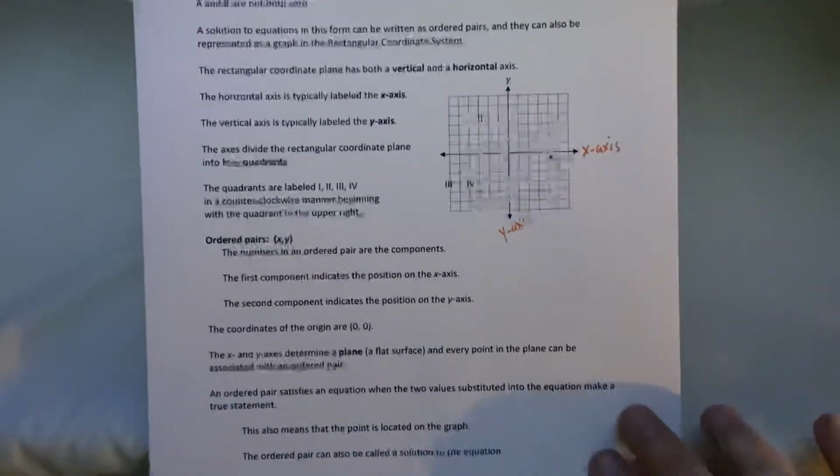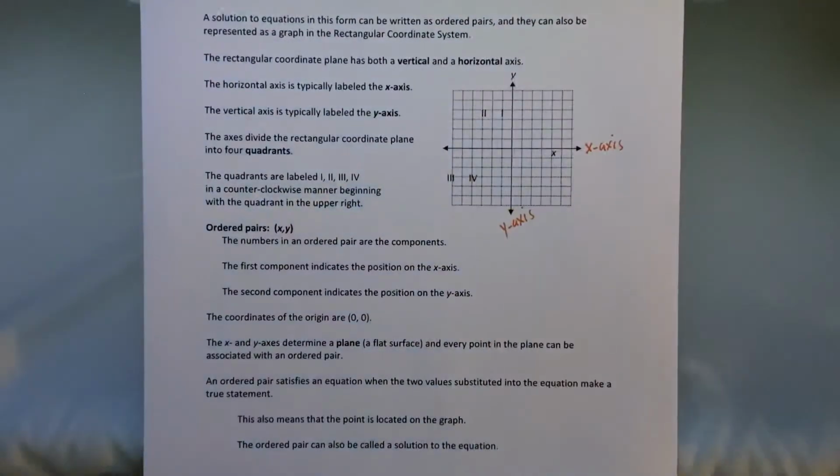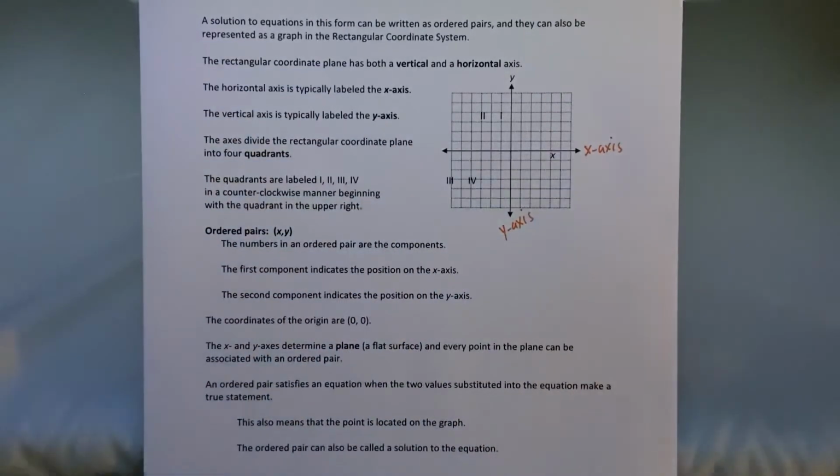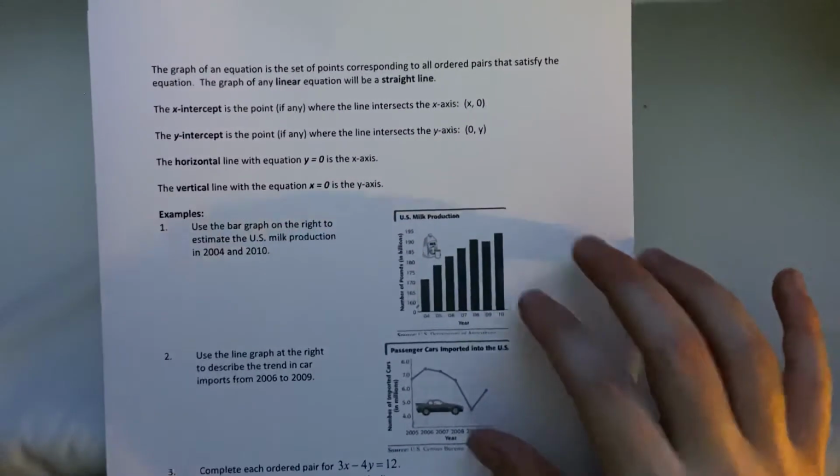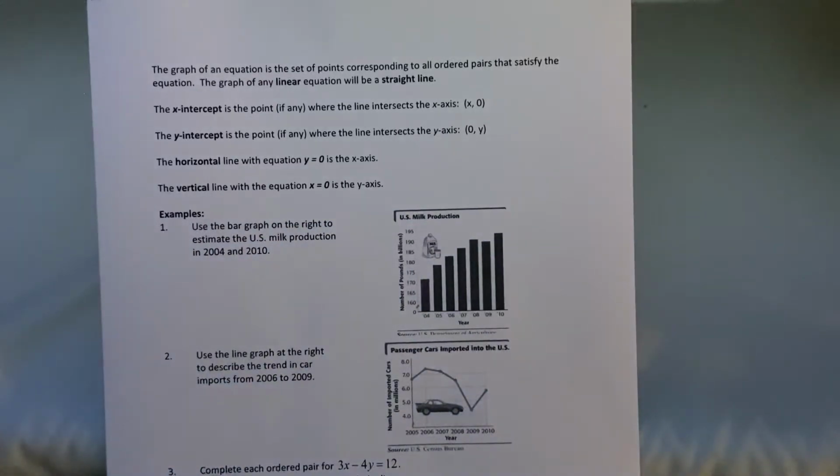0. This is considered the R2 coordinate plane, which is a standard two-dimensional coordinate plane. And the ordered pair can be graphed on that coordinate plane, but it also represents the solution possibly to an equation. The graph of an equation is a set of all points that satisfy a particular equation.